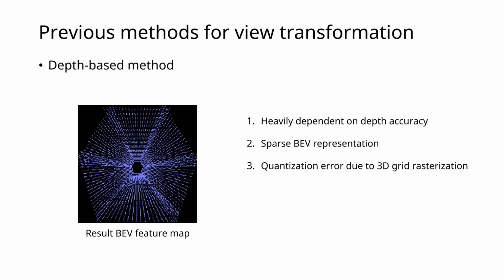Since each image pixel can only be projected along its corresponding camera ray, a large portion of the 3D space remains unoccupied. This means that even regions where actual objects exist may fail to receive any features, leading to instability in the network. Third, when lifted features in 3D space are rasterized into voxel grids, the continuous values are quantized into discrete cells. This loss of precision reduces the representational capacity of the transformed features.